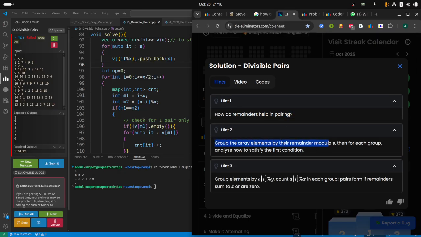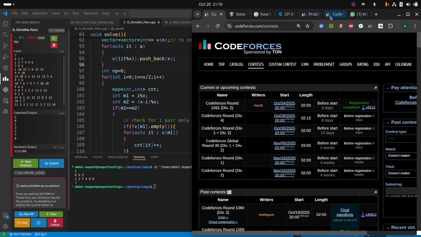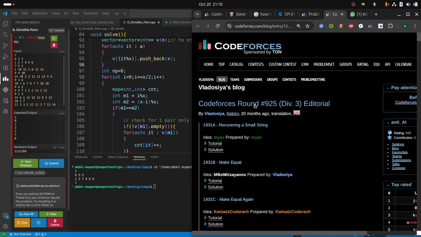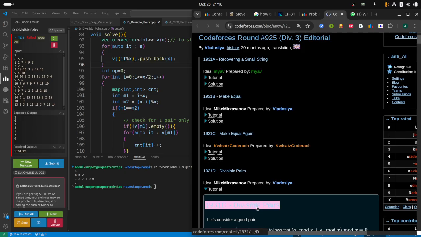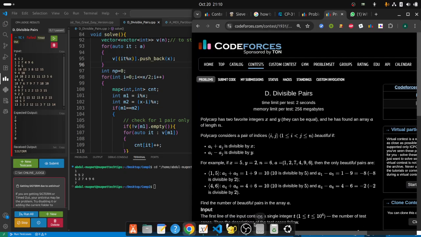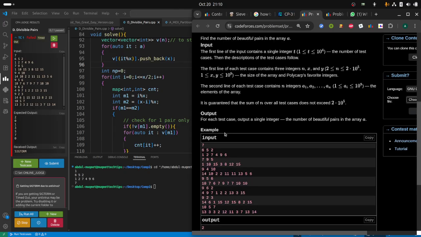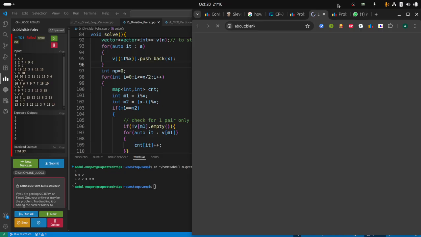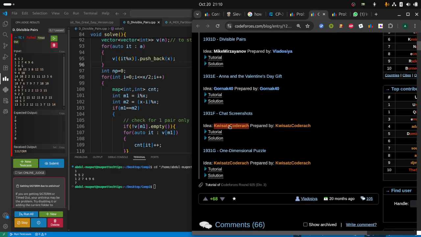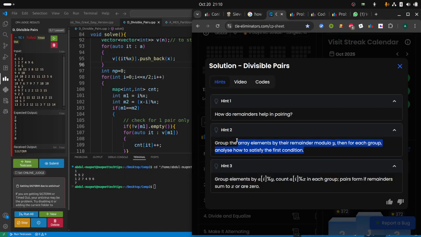He is pairing. Group the array element by remainder modulo y. Then for each group, analyze how to satisfy the first condition. The first condition is on the modulo x plus y to be divisible by x. So why should I take modulo for the second condition? For each group, analyze the first condition. Group elements by a modulo y, count a modulo x in each group.